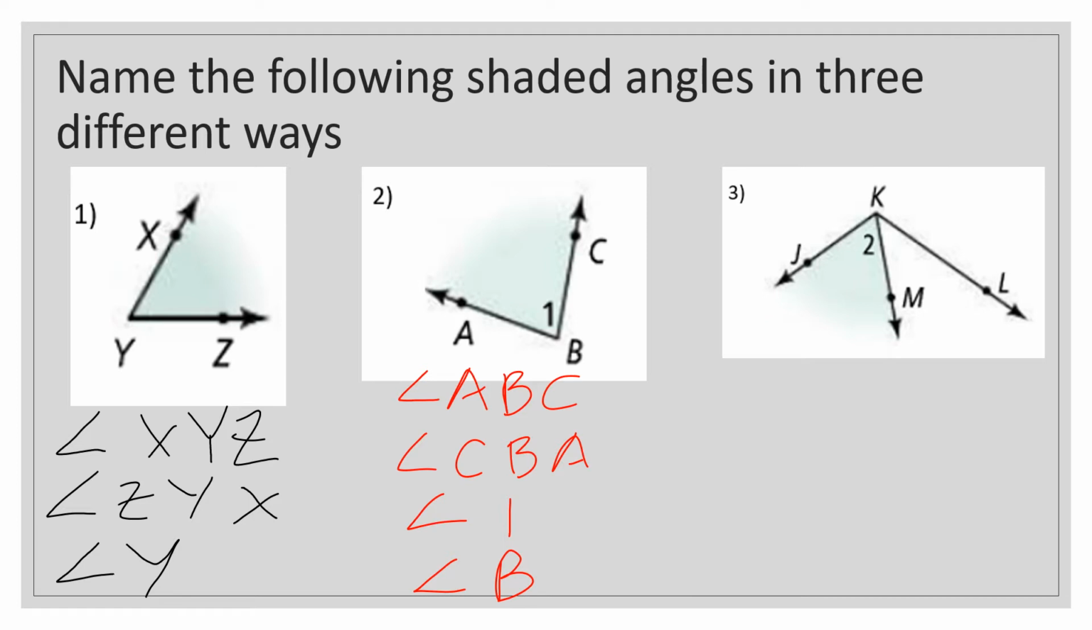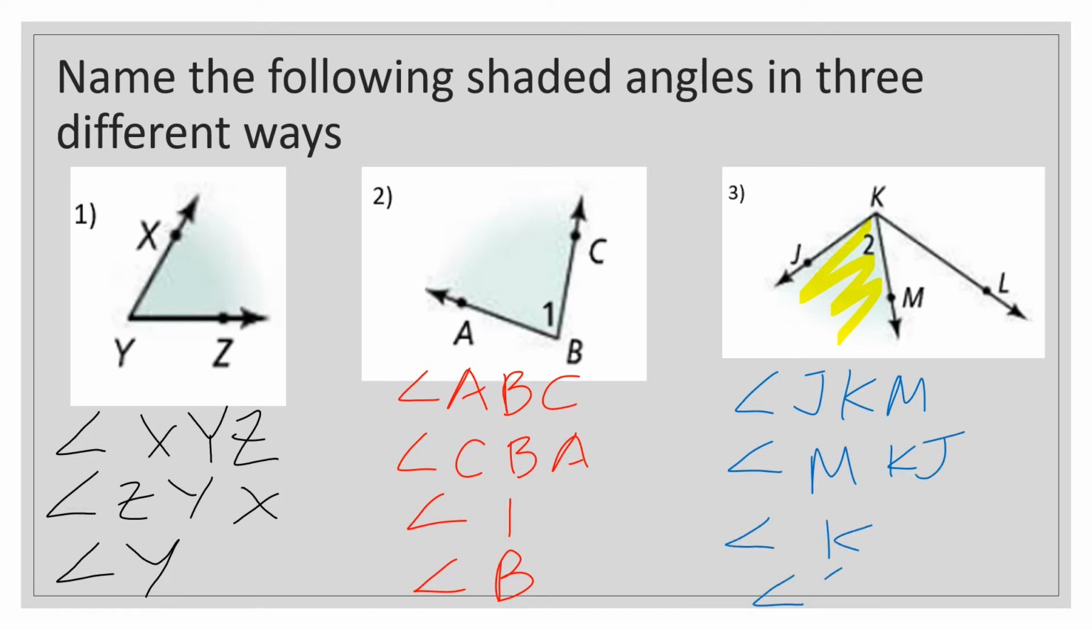For the next one, it's only this shaded region here. So we're not going to use the other side of that angle there, the point L. So for this one, we could have angle JKM. We could have angle MKJ. We could also have angle K or angle 2.